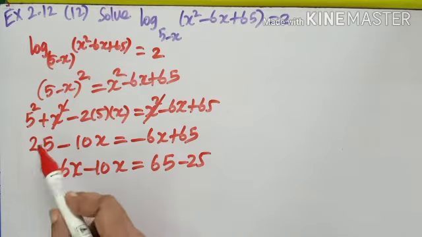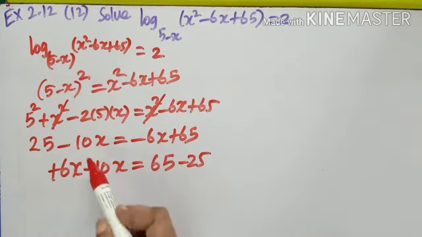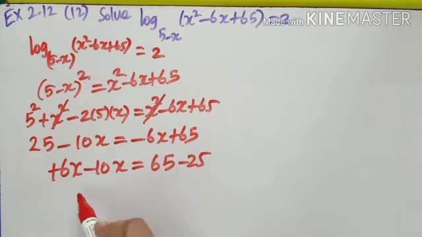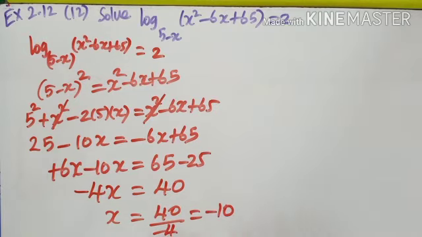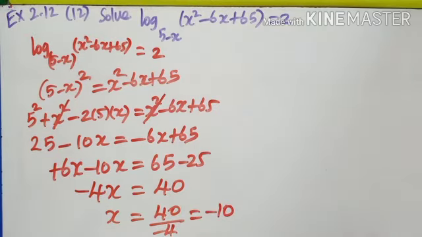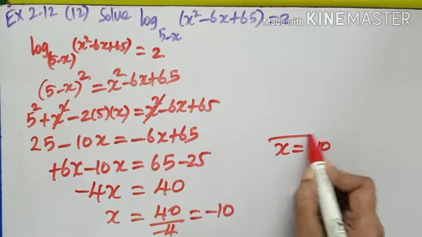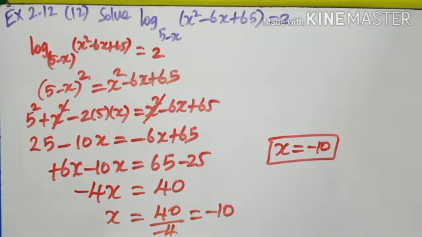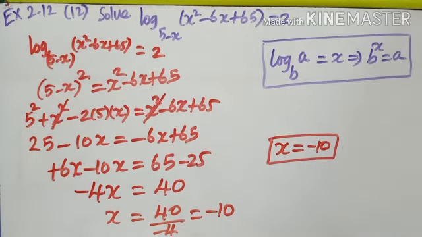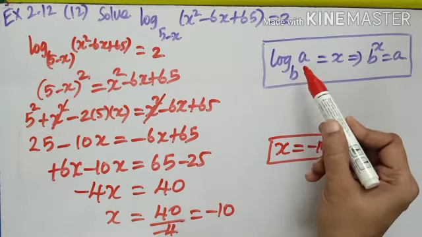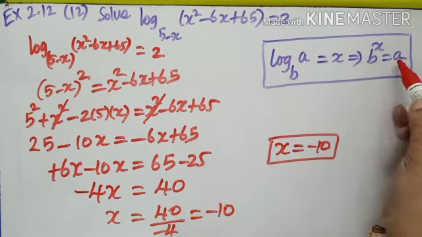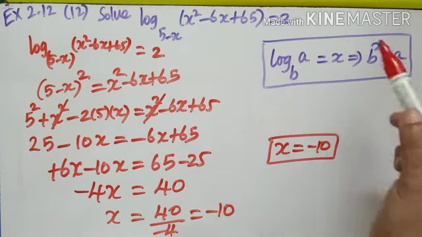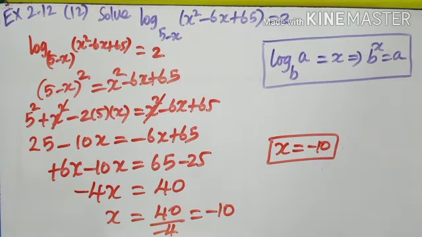X square cancels, the remaining 5 square is 25 minus 10x equals minus 6x plus 65. Bringing x to one side and numbers to the other side, plus 6x minus 10x is 65 minus 25. Minus 4x is 40, or x is equal to 40 by minus 4, that is minus 10. So we have solved and found the answer x is equal to minus 10. In this problem, we use the formula: log a base b equals x tells me b power x is equal to a. Logarithm to exponential function we have changed.